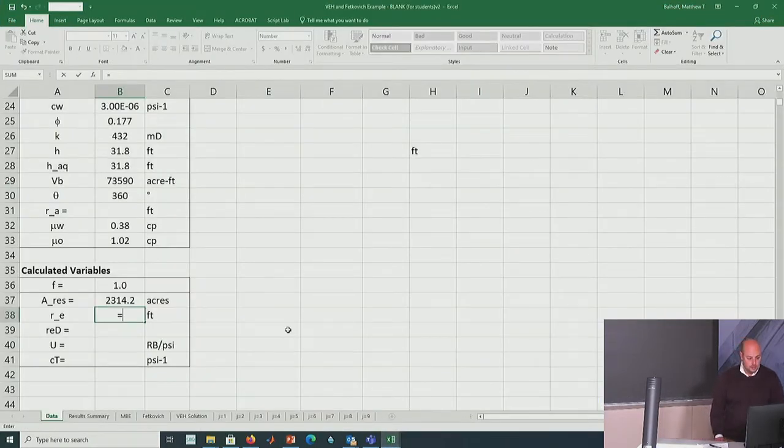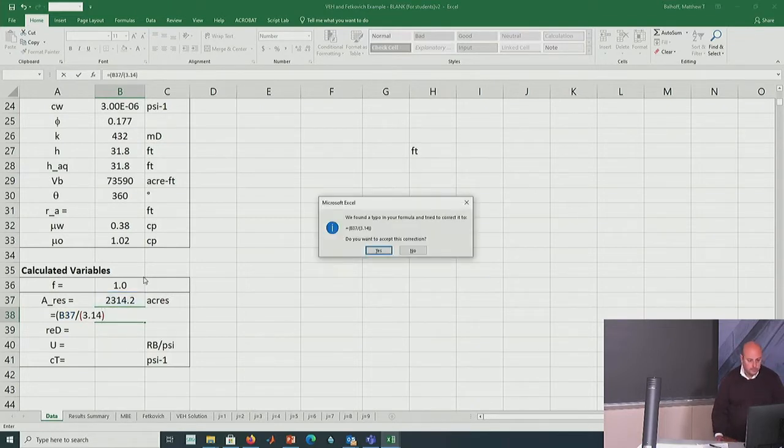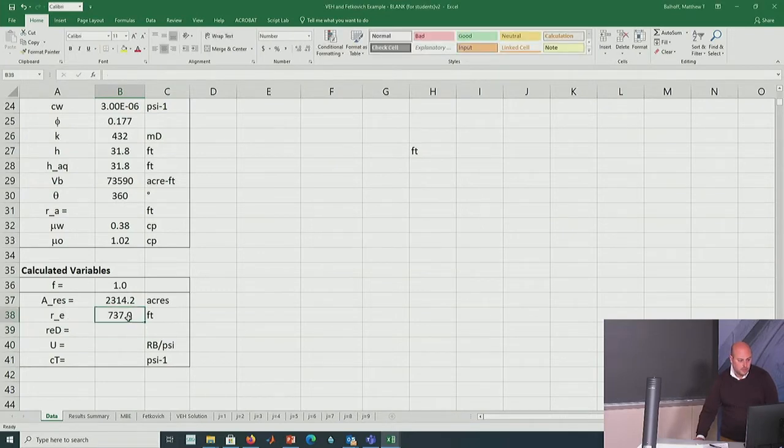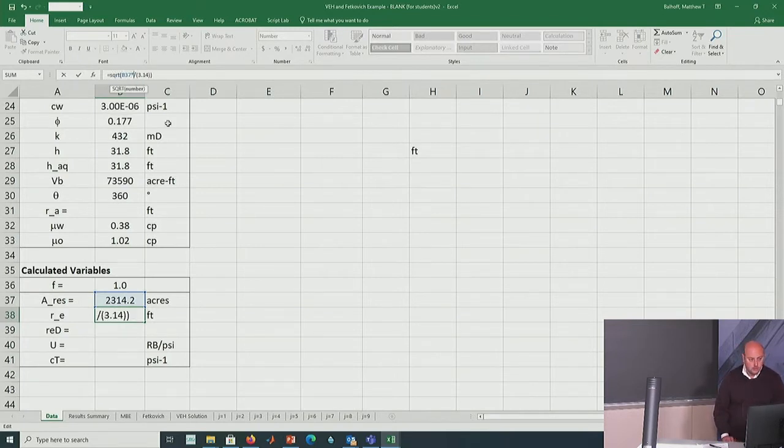So it's going to be the area there divided by pi, 3.14159, and then, let's see, what else do I need? It's going to be the square root of that. But I need to convert acres to square feet. So there's 43,560 square feet an acre, if I remember correctly.